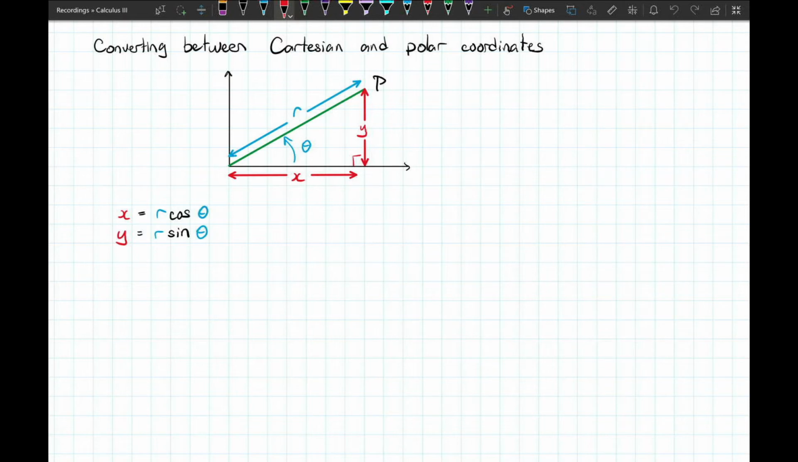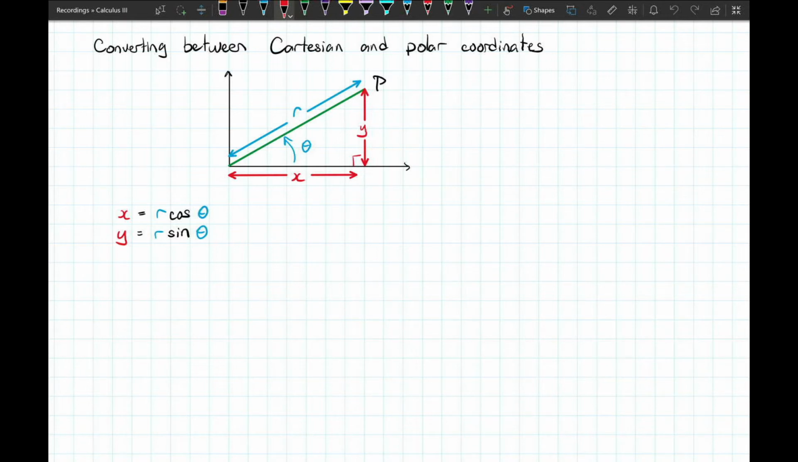This is going to be a very good way of converting from Cartesian coordinates to polar coordinates because we can make these two substitutions. Any function that has x's and y's in it, if by making these two substitutions, we can come up with a relationship involving r and theta. It's not quite as easy the other direction around.